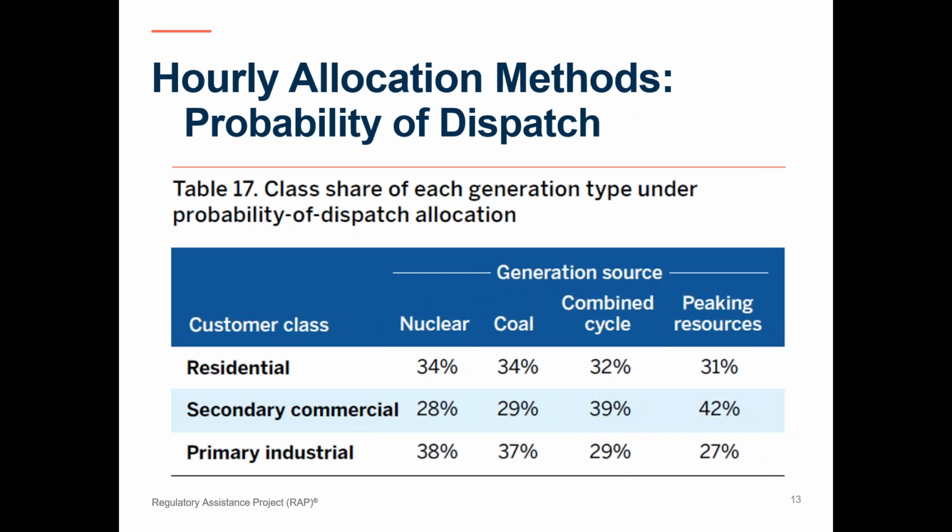In this approach, an industrial class with relatively flat loads, as we've assumed in this table, would be allocated more of the cost of baseload resources, while a commercial class dominated by offices open mostly, say, 8 a.m. to 6 p.m., and very sensitive to weather conditions, so it has very high loads on really hot days, would be charged for more of the peaking resources because that class is using more energy in the hours when the peakers are operating.